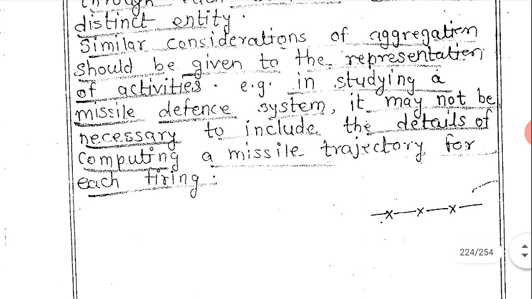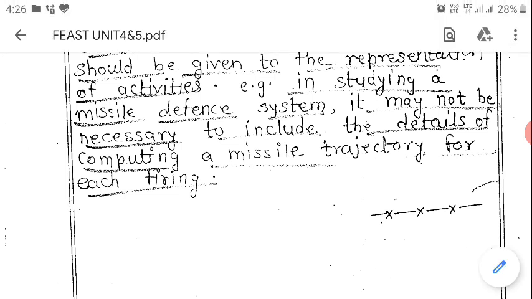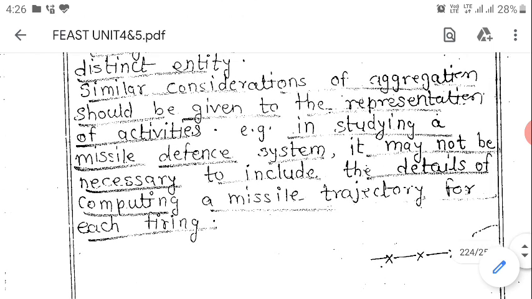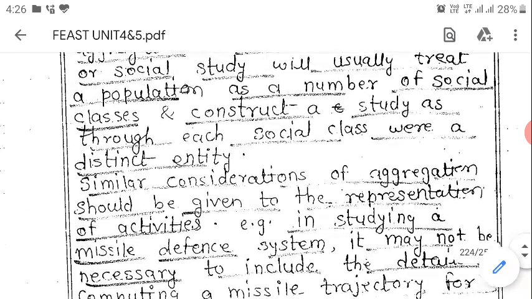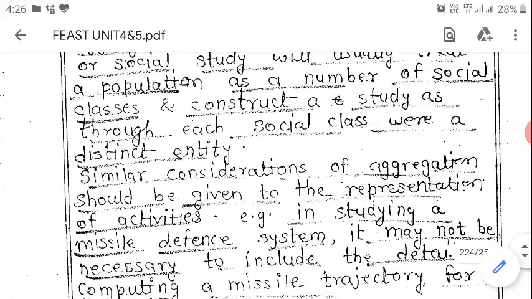Similar consideration of aggregation should be given in the representation of activities. If we are studying a missile defense system, it is not necessary to include details such as computing the missile trajectory for each firing. That is a different part, so we cannot include it among the entities. Thank you very much.